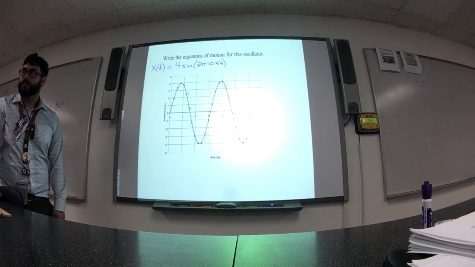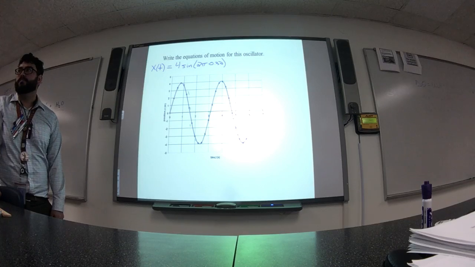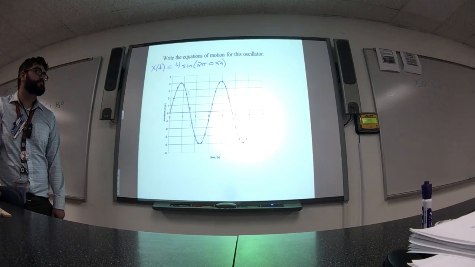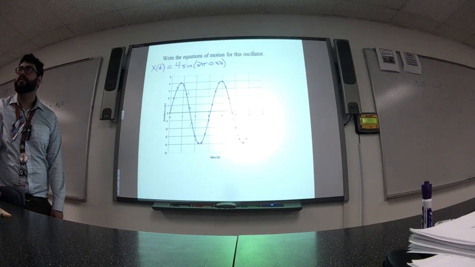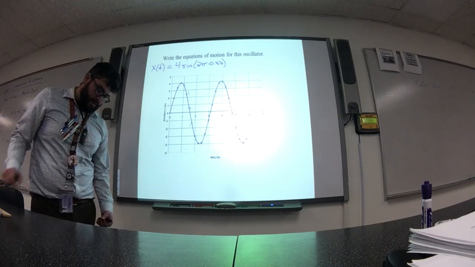Wait, is it possible that the period is actually pi? It looks like 3.14. It's possible. So we could actually just cancel those out and get a pretty exact number. Should be pretty close. I think the period is pi. Yeah. All right, guys.